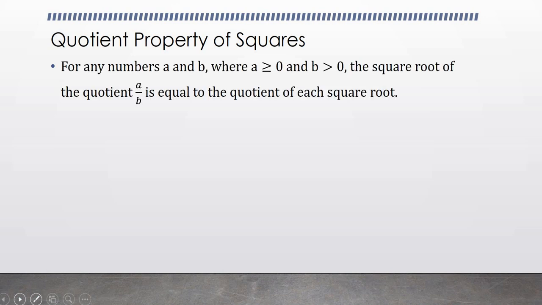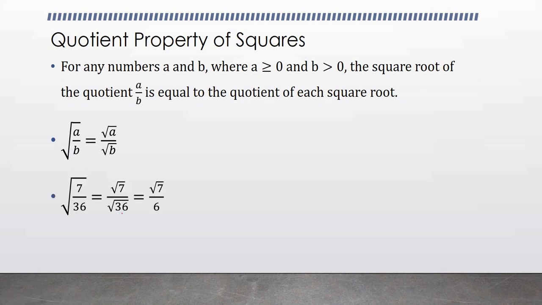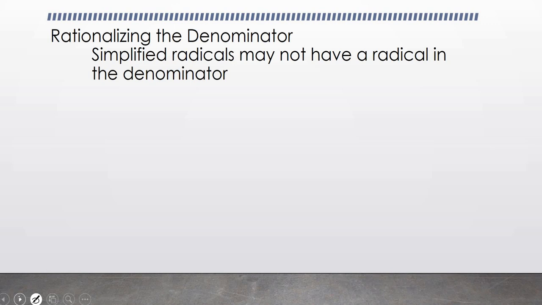The quotient property, very much like the product property: for any numbers a and b, the square root of the quotient is equal to the quotient of the square roots. So again, I can take a fraction under a radical and split it up into 2 pieces. I've done the same thing here with numbers. You notice that the denominator, square root of 36, can be simplified just to 6. So most of the time we can just take the square root of each piece and simplify it out.